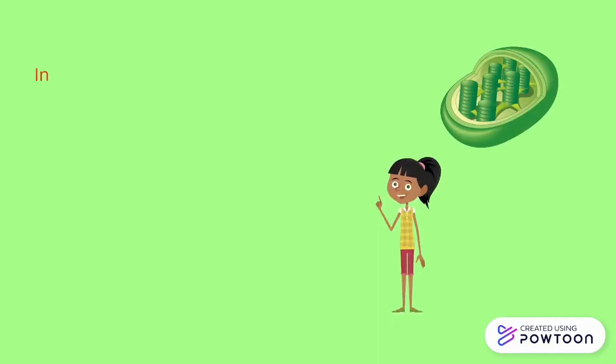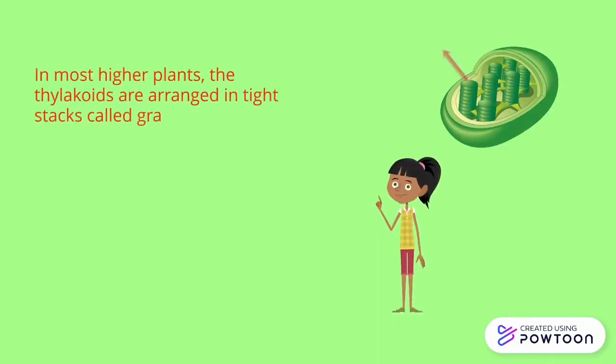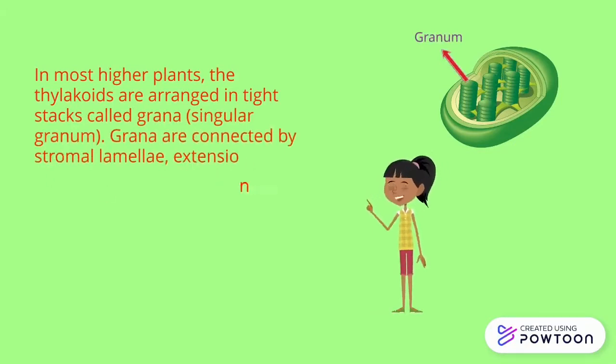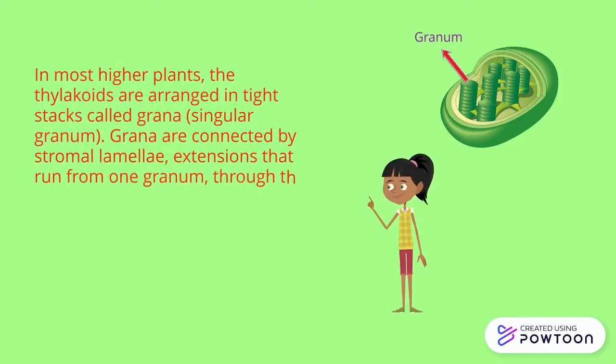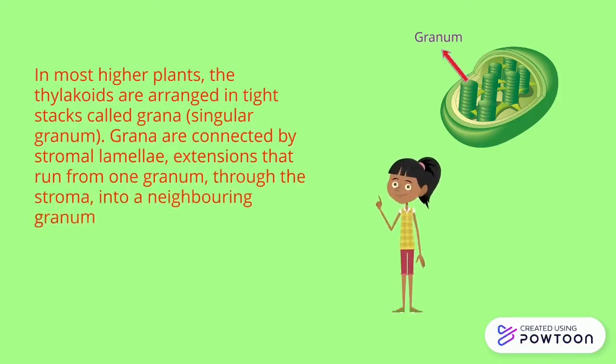In most higher plants, the thylakoids are arranged in tight stacks called grana, singular granum. Grana are connected by stromal lamellae, extensions that run from one granum through the stroma into the neighboring granum.